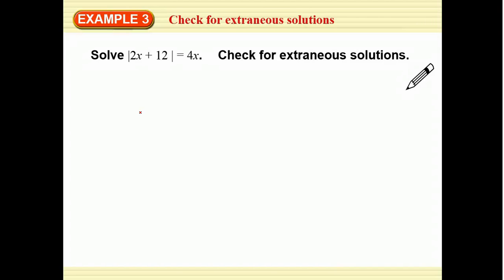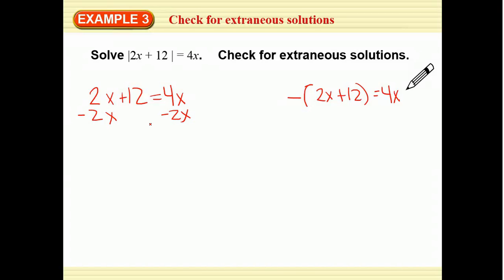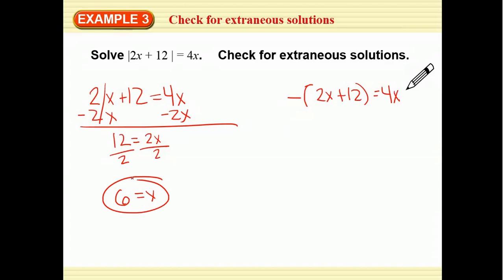We're going to do the same thing. We're going to do 2x plus 12 equals 4x. And I've got to do the negative. So the negative of 2x plus 12 equals 4x. Okay? Let's solve. I was going to almost subtract the 12, but that won't really help me, will it? Let's subtract 2x instead, so I can get my x's on the same side. So 2x cancels out. 12 equals 2x. Let's divide by 2. So 6 equals x. Got one of my answers.